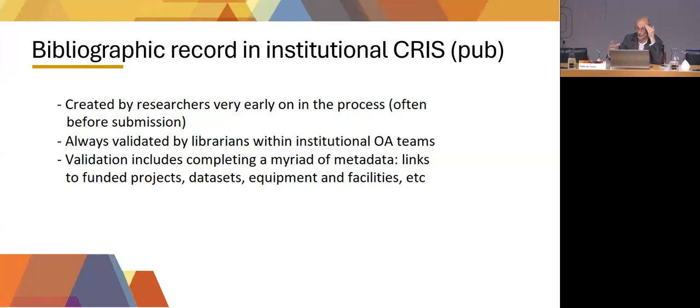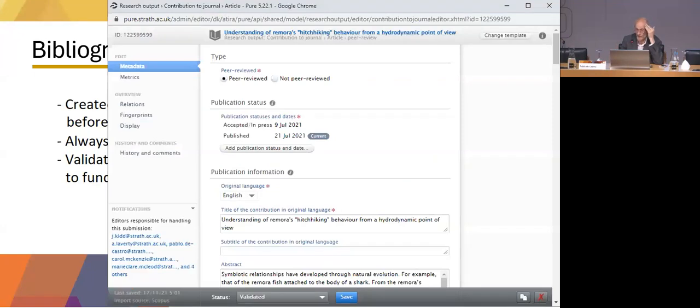So these records are closed as a rule. They're always validated by librarians within the institutional open access teams, and the validation typically includes completing a lot of metadata elements that researchers don't know about or don't know how to add, such as link to funded projects, to data sets, to equipment and facilities, etc. So this is an example. I'm going to go quite briskly through here for a publication. This is a Scientific Reports paper with date of acceptance.